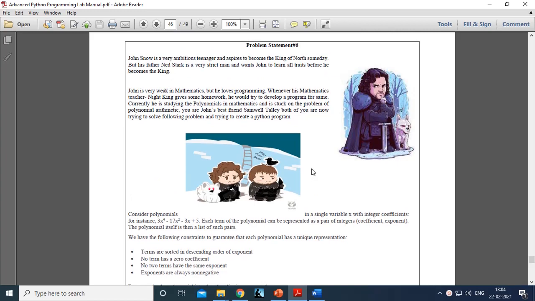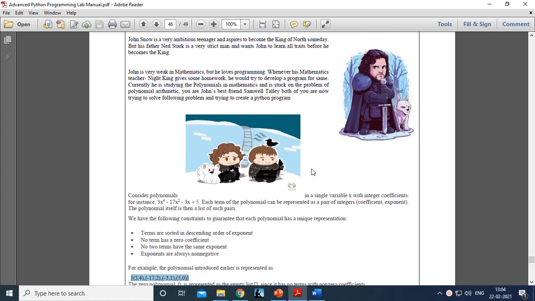He is given some task by his father in order to do multiplication and addition of polynomials. We already know what polynomials are in mathematics. Suppose this is a polynomial: 3x to the power 4 minus 7x square minus 3x plus 5. If you are given two polynomials, you add the coefficients of the polynomials with the same powers of x, and then you get the result. In a similar way for multiplication, you multiply each of these terms with all the rest of the terms of the other polynomial.